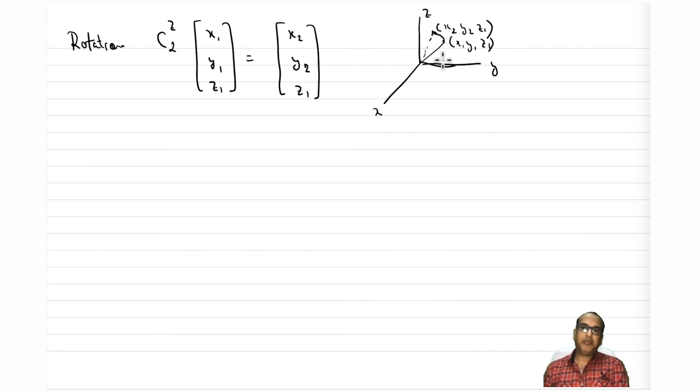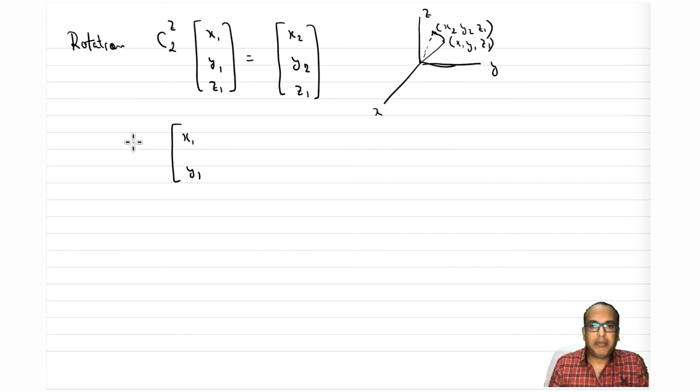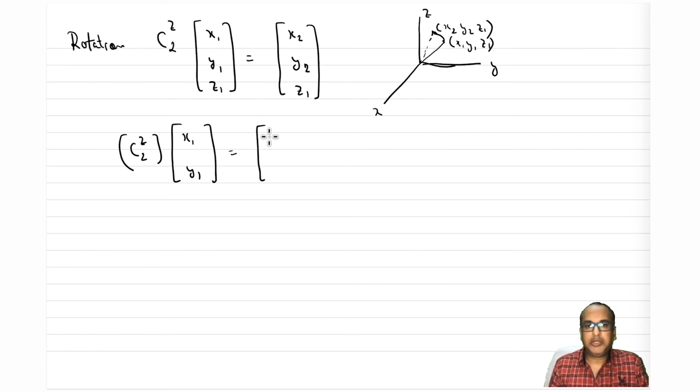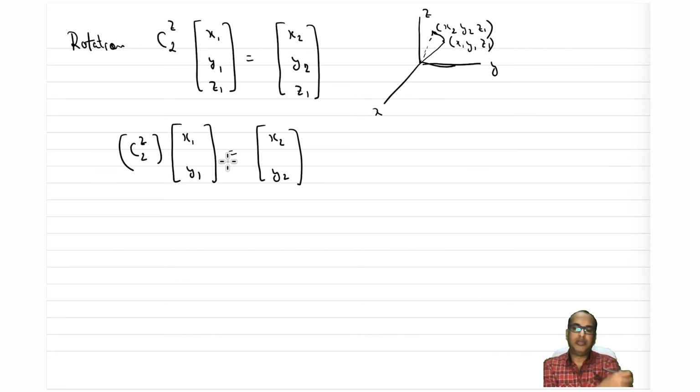So if I'm fixing my z1, I can also reduce this to a 2D problem where I can say that x1, y1, by application of C2z matrix, is actually changing to x2, y2. This is only for solving it a little easily, so that we are converting into a 2D problem. So let's see what it means.